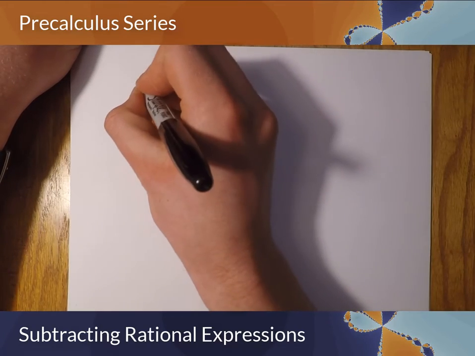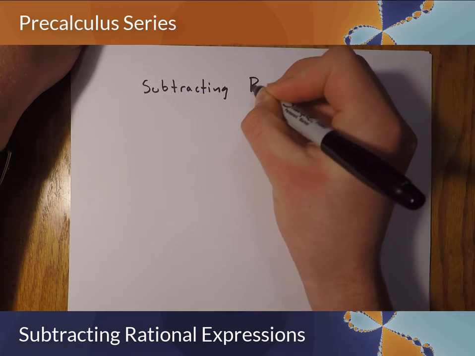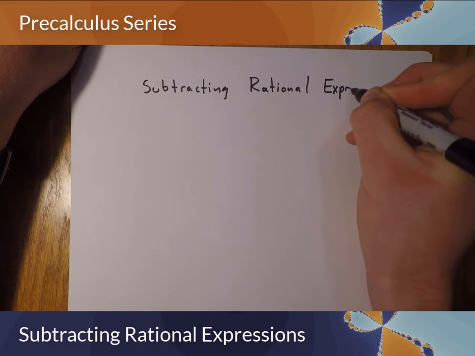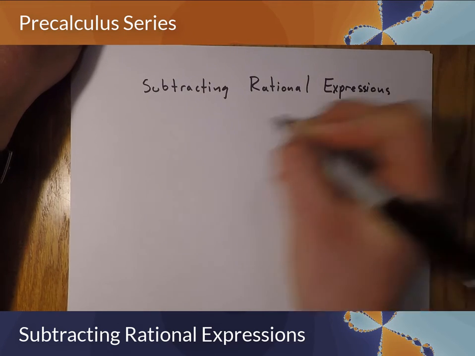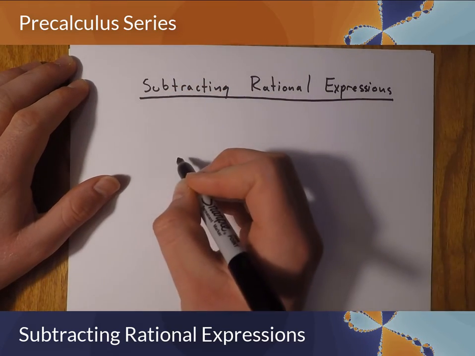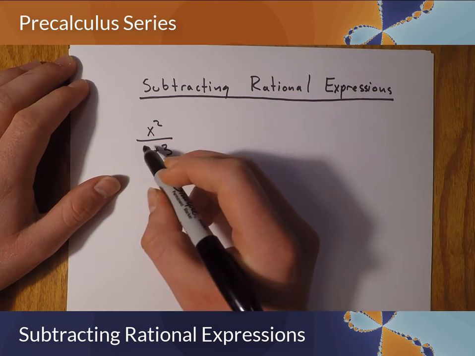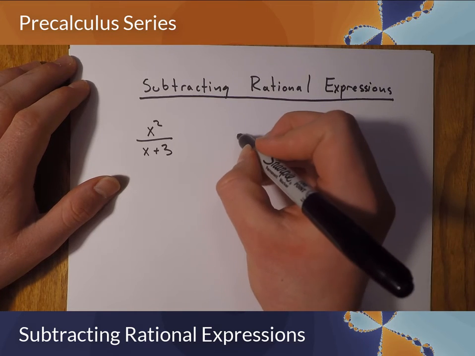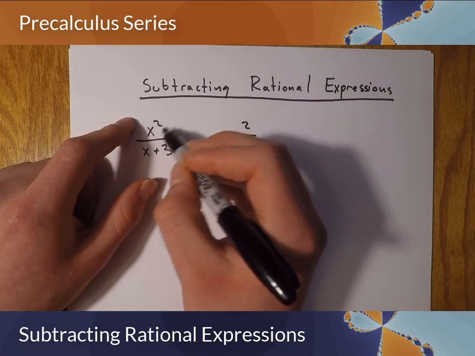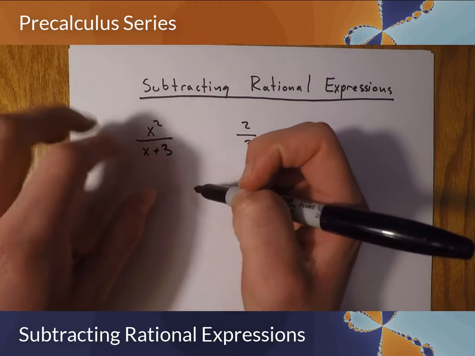Alright, so today we're going to be learning about subtracting rational expressions. Now, with subtracting rational expressions, one thing you need to keep in mind is that rational expressions are really just more complicated fractions. So when you see x squared over x plus 3, fundamentally it's no different from a fraction like 2 over 3, because you're still taking a value and dividing it by another value. Rational expressions are just a little bit more complicated.